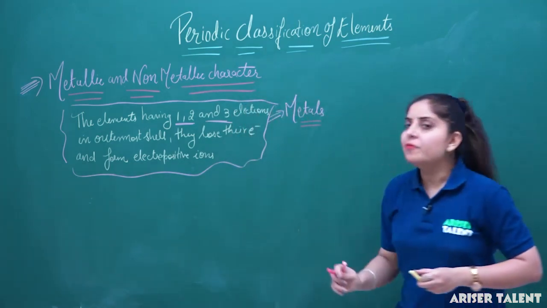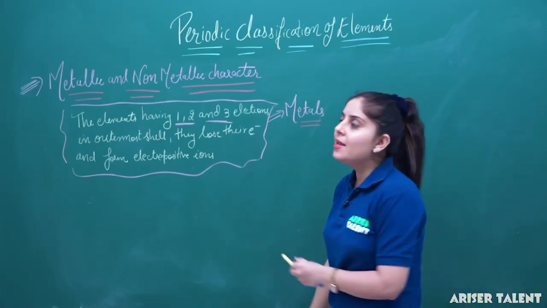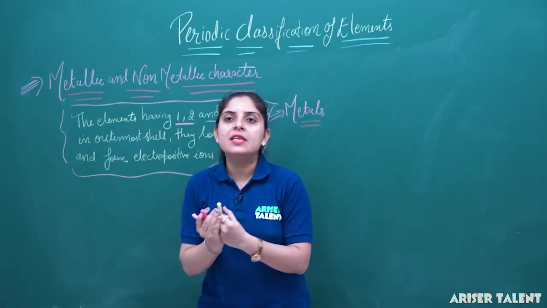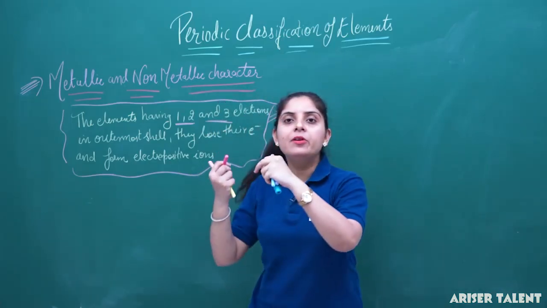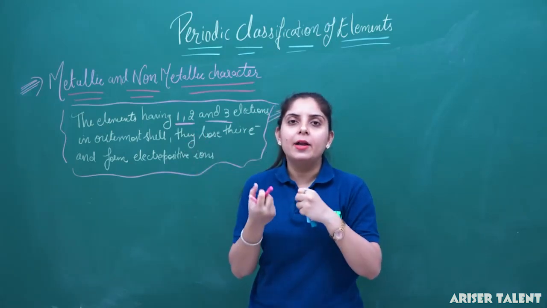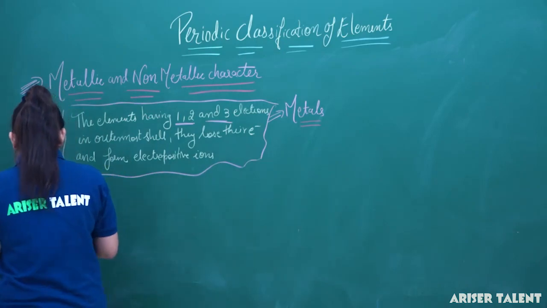Now, if the element has 4, 5 or 6 electrons in the outermost shell, it will be very difficult to lose those electrons, and what will that element do? That element will try to gain more electrons and try to complete its octet. So these will be the non-metals.